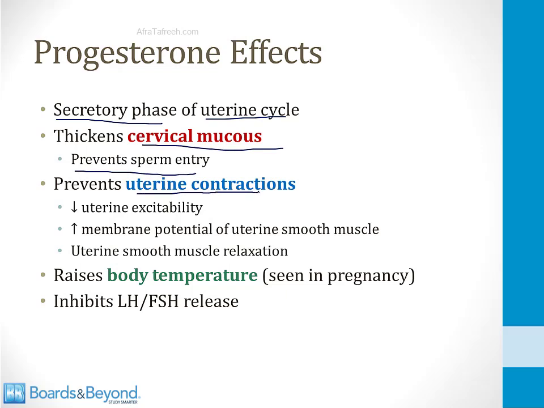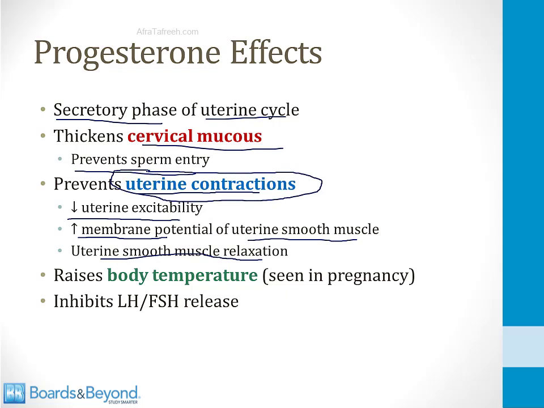It does this through a number of mechanisms. It decreases the excitability of the uterus. It raises the membrane potential of uterine smooth muscle. It also causes uterine smooth muscle relaxation. All of these effects block uterine contractions, something that is very important for a hormone whose levels are going to be high during pregnancy. Progesterone also raises the body temperature slightly.